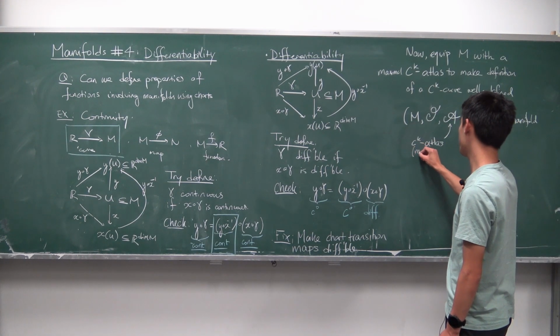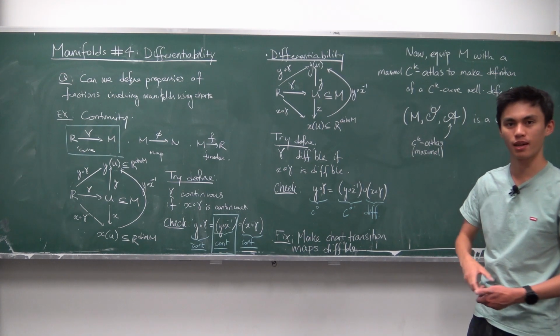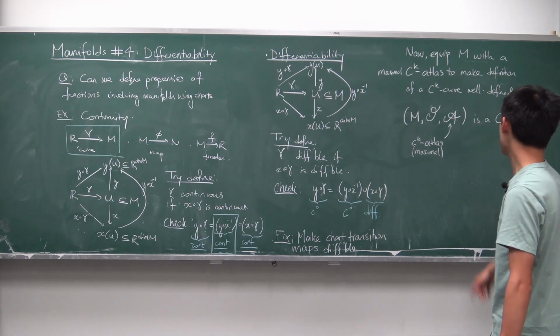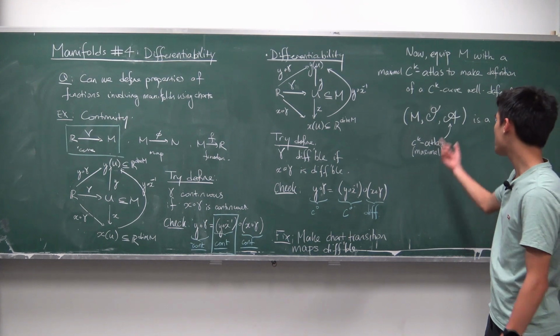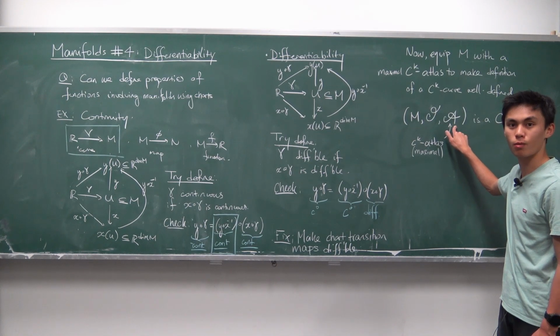And of course, we're just going to choose the maximal atlas by default every single time because we want access to all the different charts that we could pick. So this is a CK manifold because this atlas over here exactly tells us what types of charts we can have.